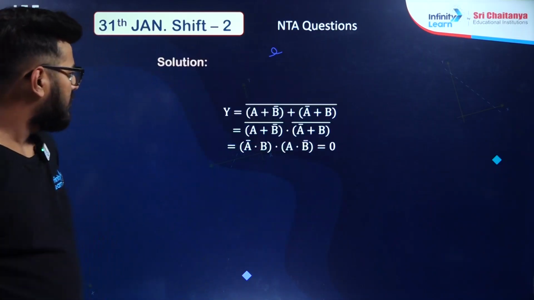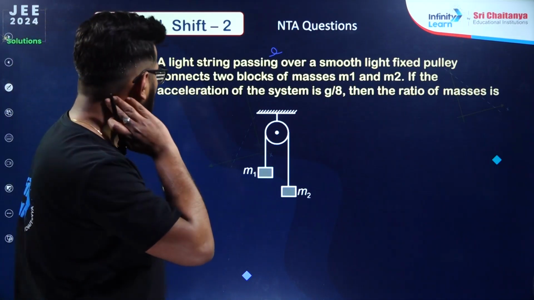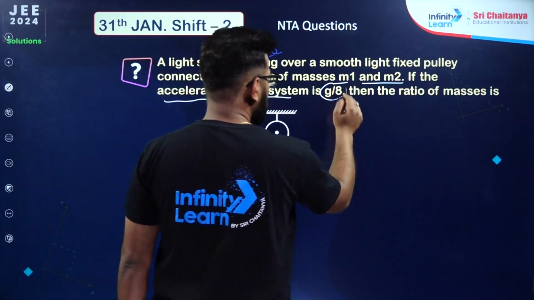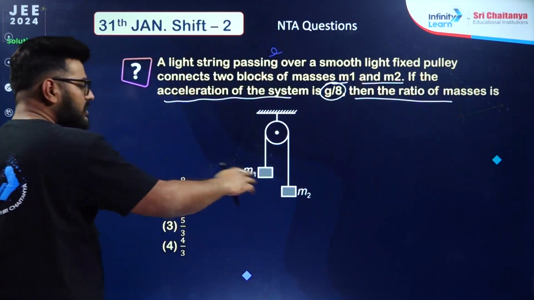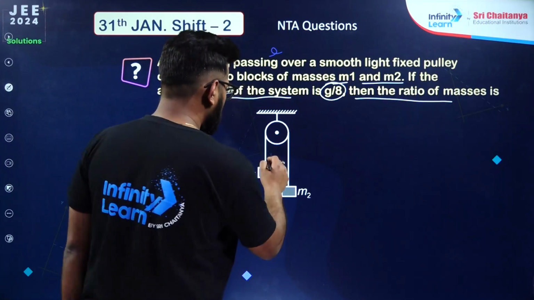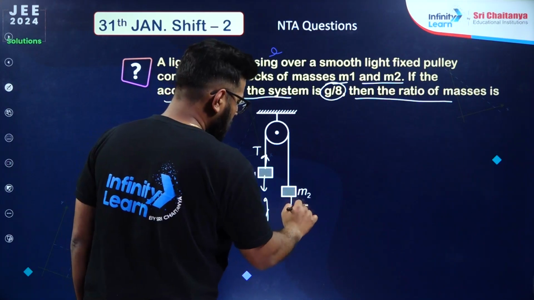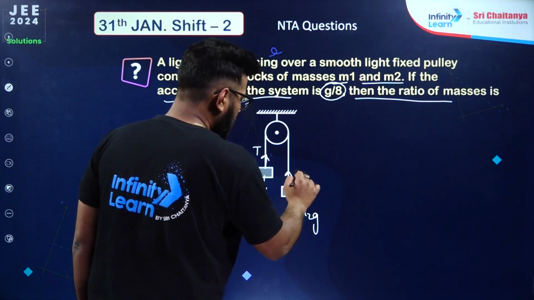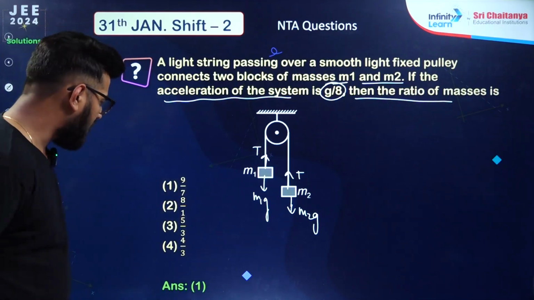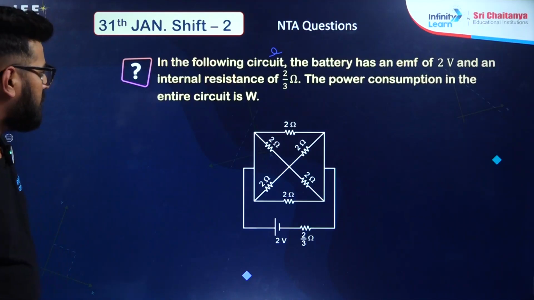Right? Now, a light string passing over a smooth light fixed pulley connects two blocks of masses m1 and m2. If the acceleration of the system is g by 8, then the ratio of masses is. You just need to find out the ratio of masses, and the acceleration of the system is actually given as g by 8. Simple NLM question. You just need to draw the free body diagrams and you will get the answer. Just create two equations, you will get what is the ratio of m1 is to m2. The correct answer over here is going to be option number 1, that is 9:7. Okay, 9:7 is the correct answer.